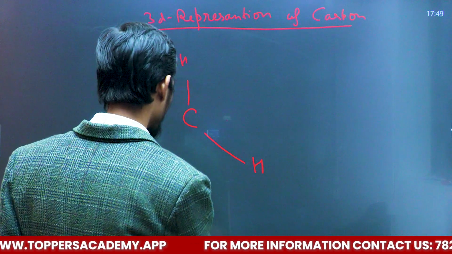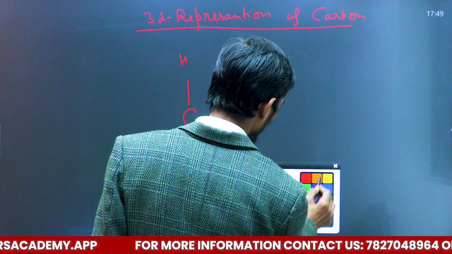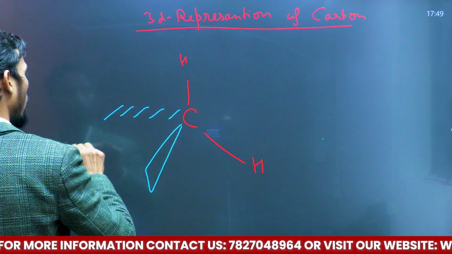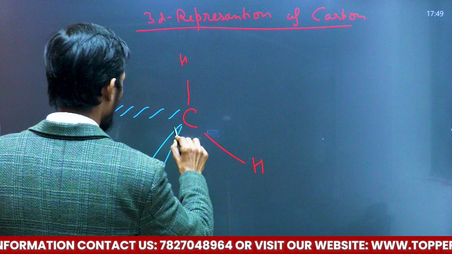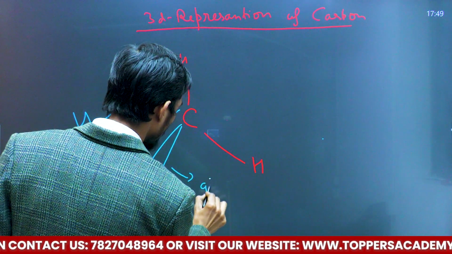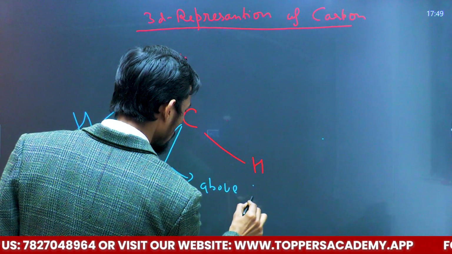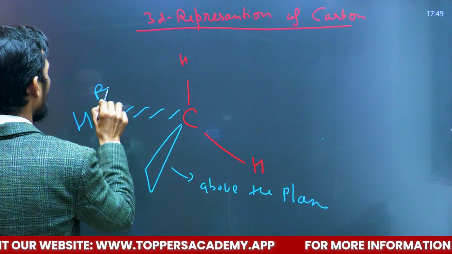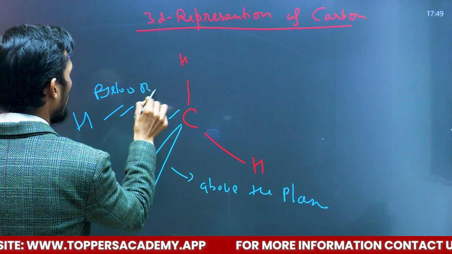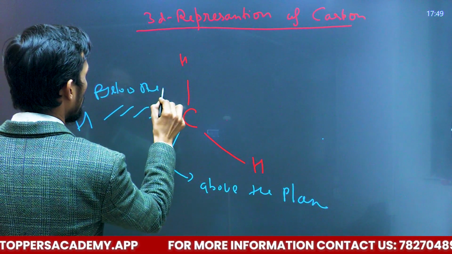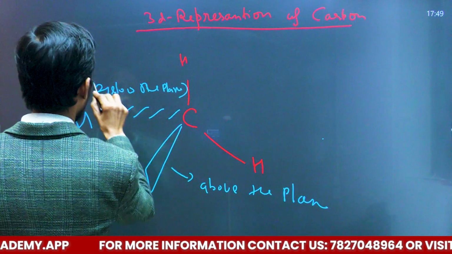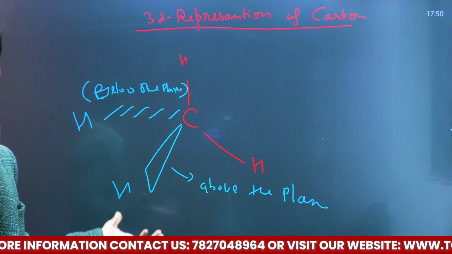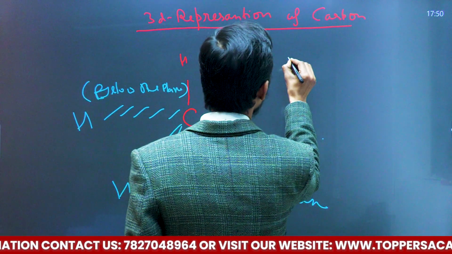So what will happen? The remaining two hydrogens, or whatever is being attached, they will be above the plane and below the plane. This is being represented by above the plane and it is being represented as below the plane. So this is the representation of CH4. Quite better like this.